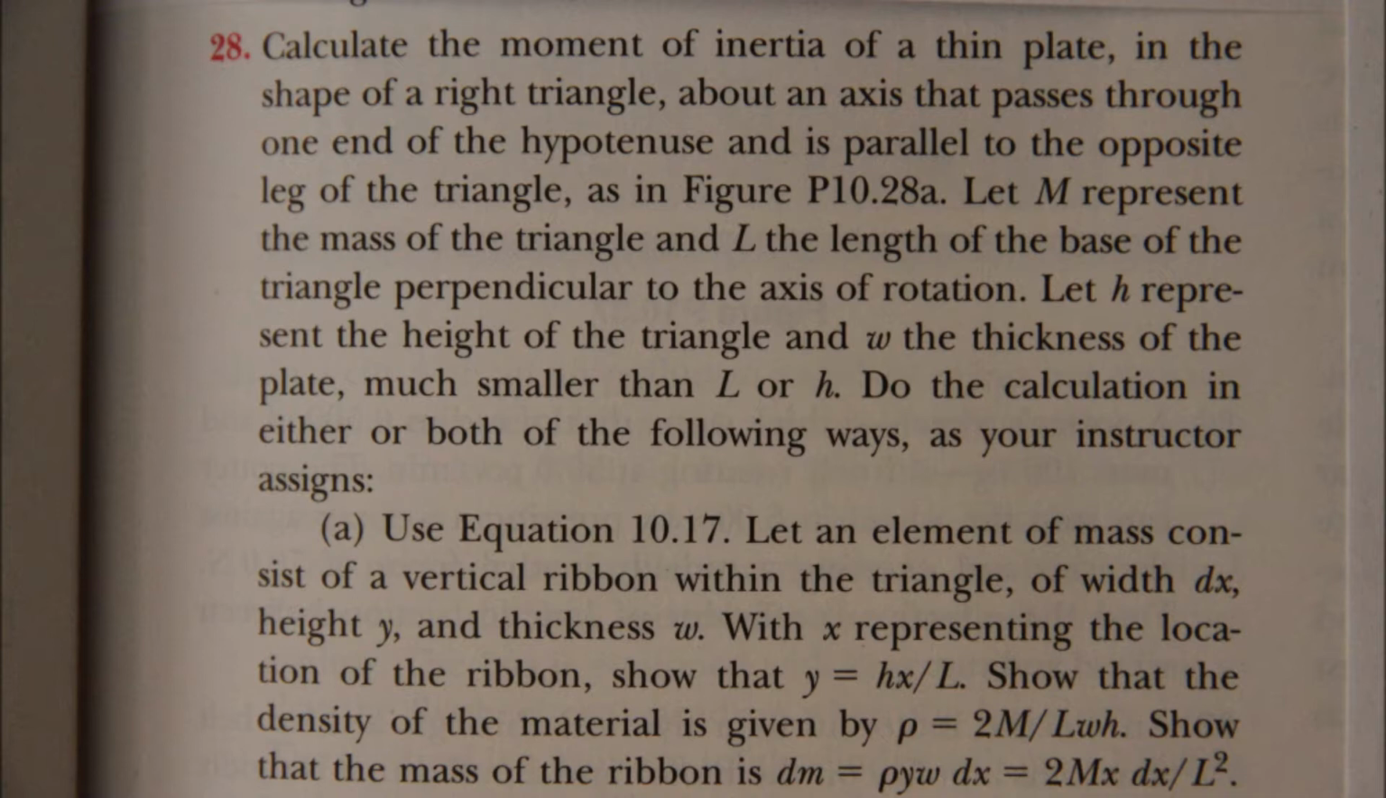With x representing the location of the ribbon, show that y is equal to hx over L. Show that the density of the material is given by ρ equals 2m over LHW. Show that the mass of the ribbon is dm equals ρyw dx equals 2mx dx over L squared. Proceed to use equation 10.17 to calculate the moment of inertia.